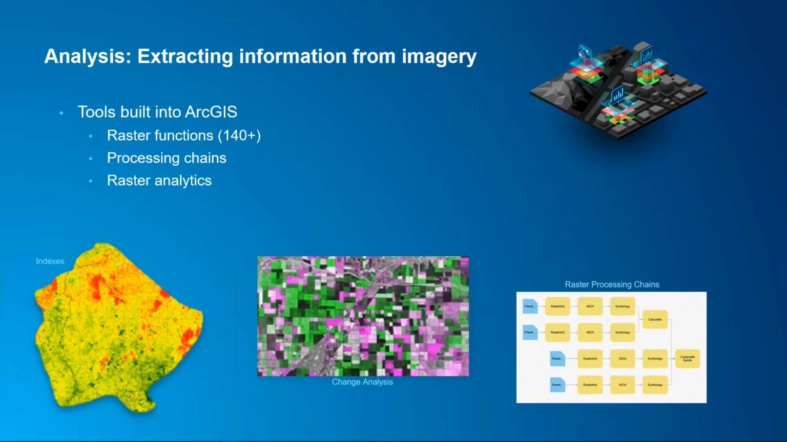And because Pro is connected to the portal, you're not only connecting to the image server for ingesting all of your image services, but you can also harness the raster analytics portion of the image server to scale your processing from the cloud in Pro, and perform large-scale analysis much faster than you could locally.